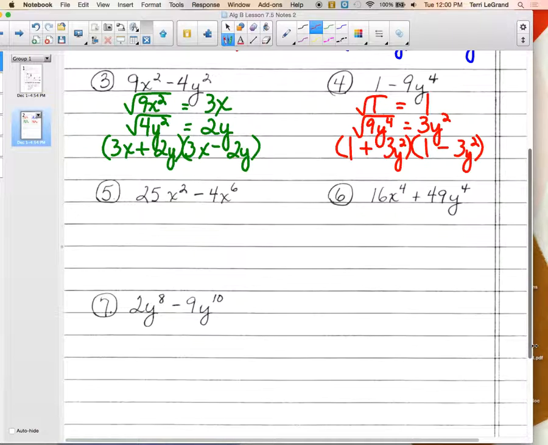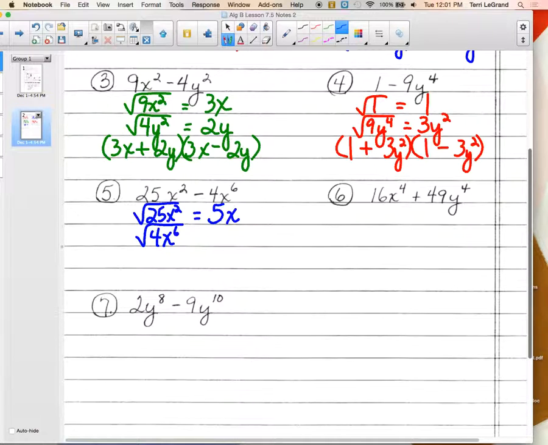So now I can go to work, seeing if I can take the square root of the terms. Can we take the square root of 25x squared? Yes, 25 is a perfect square, and 2 is an even number. Remember, that's what we look for: the number in front, not the exponent, is a perfect square, and the exponent is even. So the square root of 25 is 5, and the square root of x squared is x. We can do it.